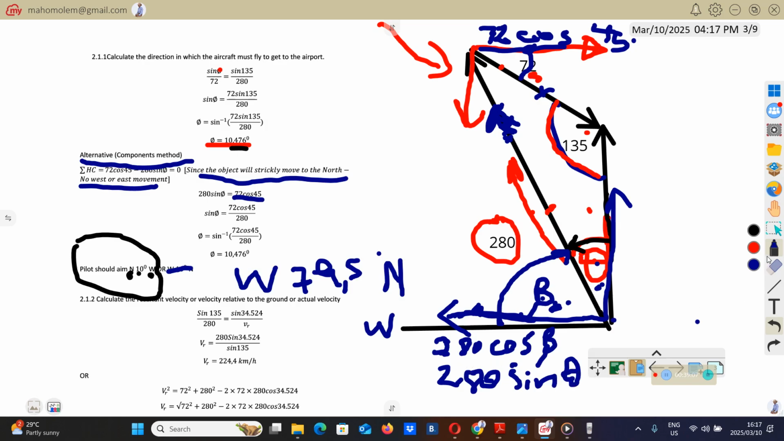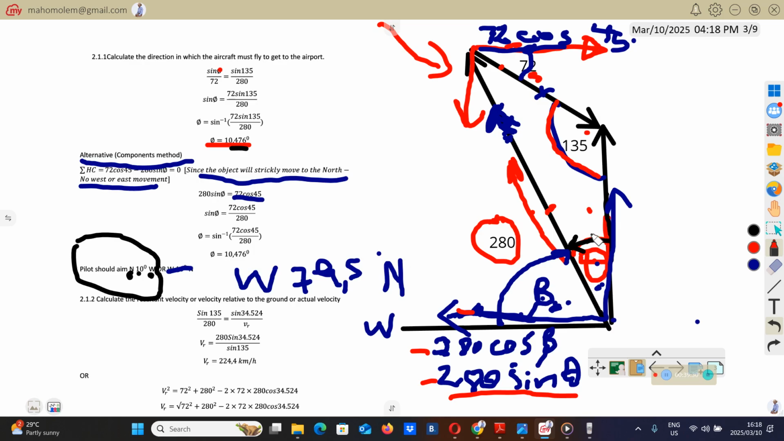So it's either you use this one or this one, it doesn't matter. They are the same. I can see from my solution I've used this. Then we're going to say this component equals that component, since this thing would be moving strictly vertical, there won't be movement to the sides.